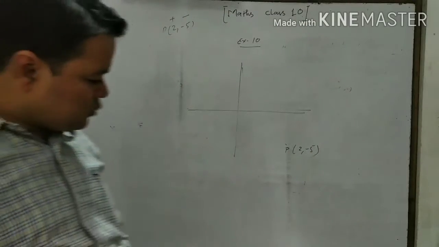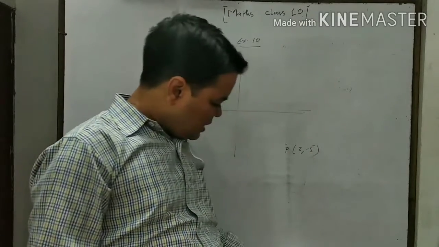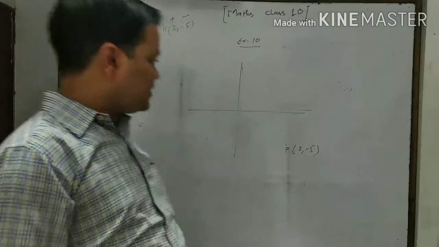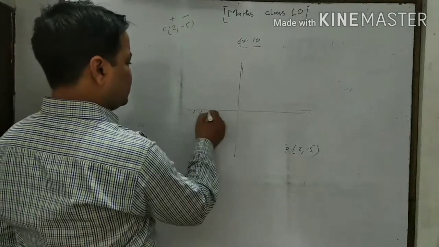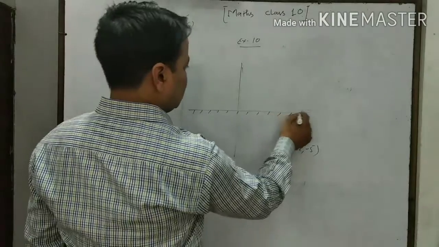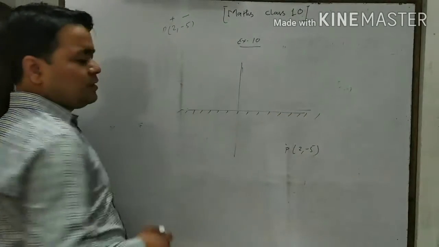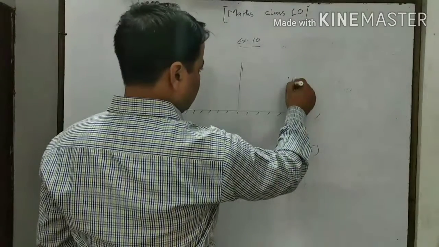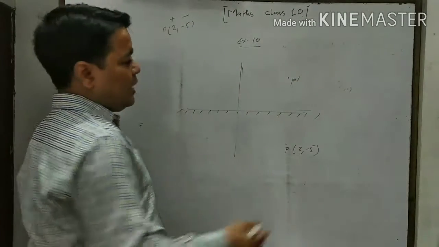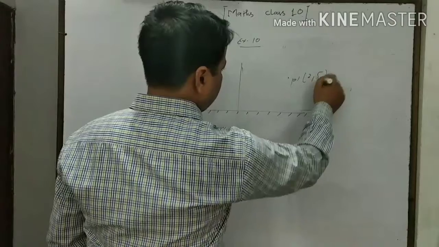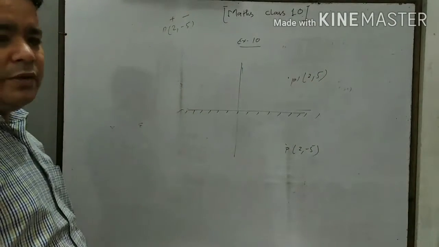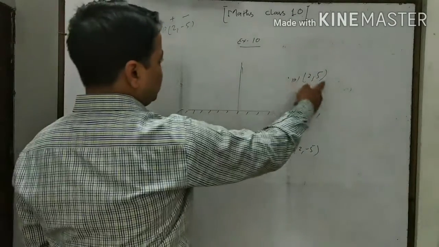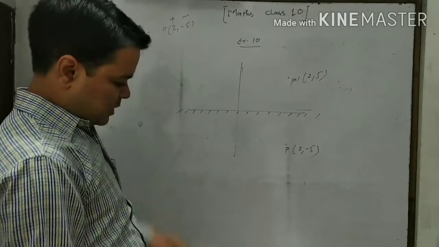We have to find the coordinate of its image under reflection in the x-axis. Here the x-axis is the line of reflection. Then its image will be here in the first quadrant, and its coordinate will be (2, 5). Okay, the answer will be (2, 5). This is the first part.